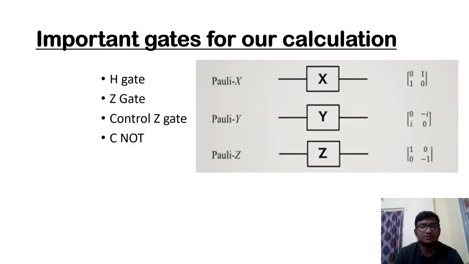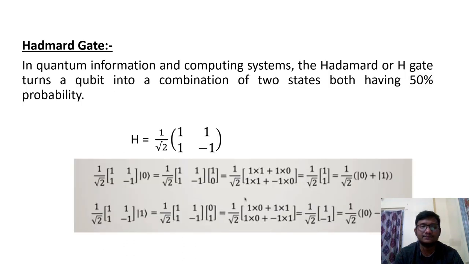For these things we will use some quantum gates, like the Hadamard gate, the Z gate, control Z gate, and C naught gate. These are the Pauli gates that we use in our quantum computation: the X gate, Y gate, Z gate, and this Hadamard gate. These are the single qubit gates, and these are the two qubit or multi qubit gates that we generally follow. These are the matrix representations of the gates.